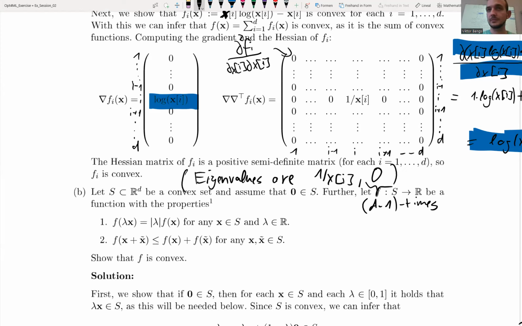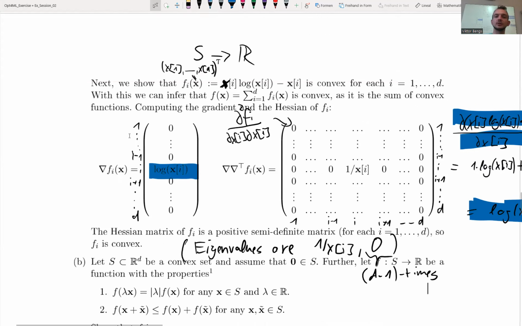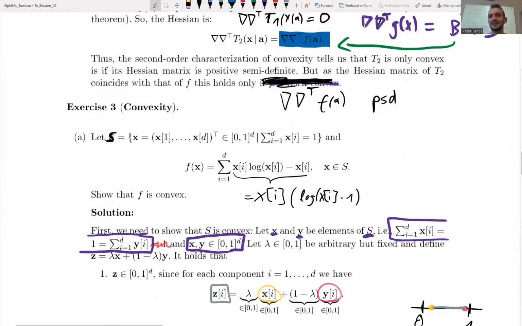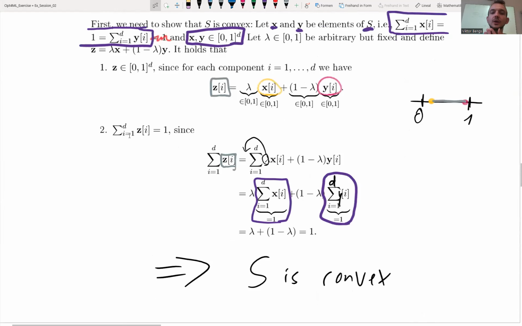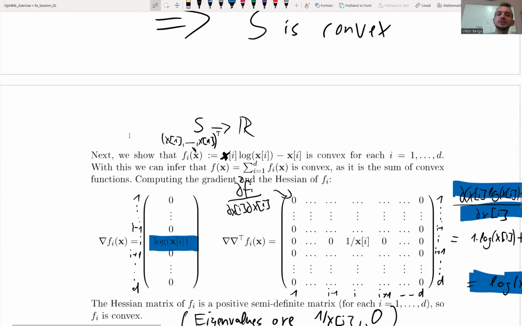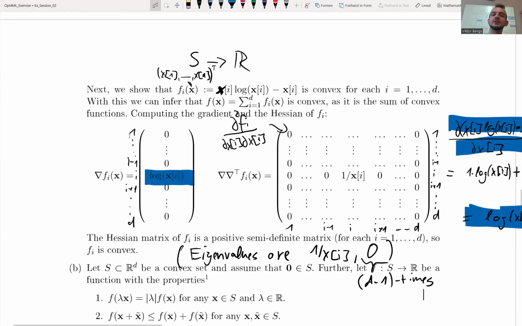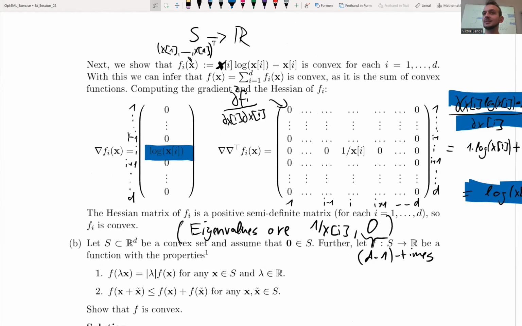Just to be sure, the original question was to compute the Hessian matrix of Fi? No, the task was to show that F is convex, not Fi. But before I explained why it's sufficient to derive that Fi is convex, because then as a sum of convex functions, F will be convex as well.